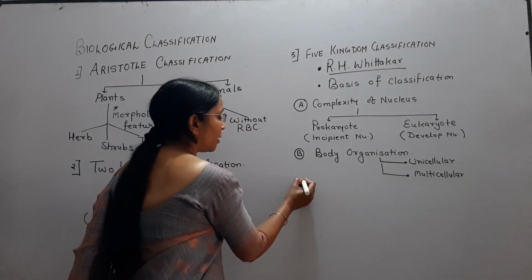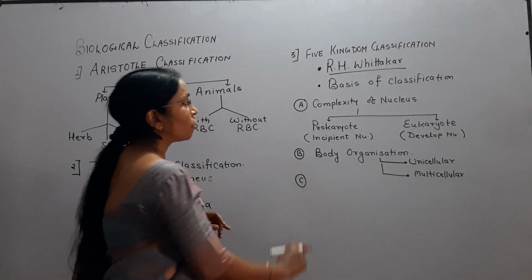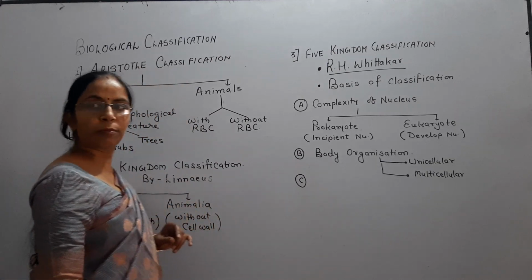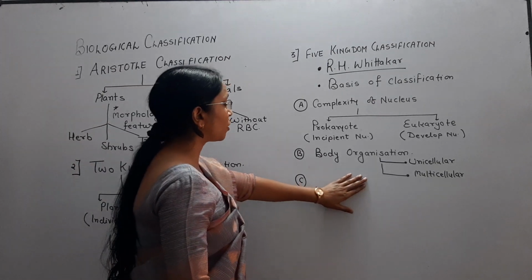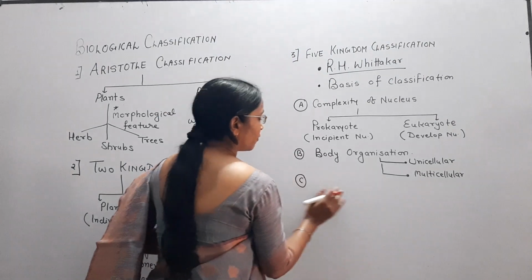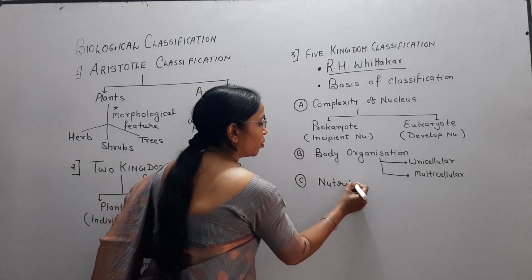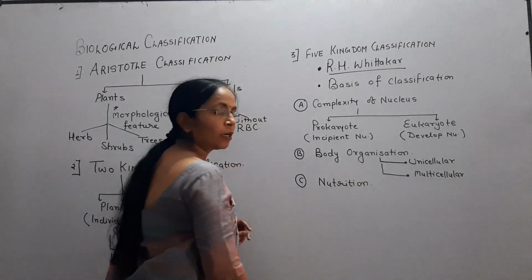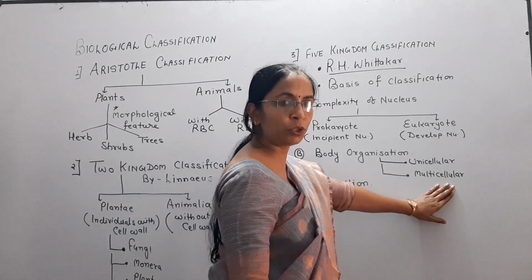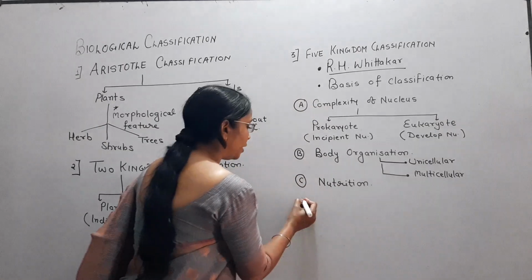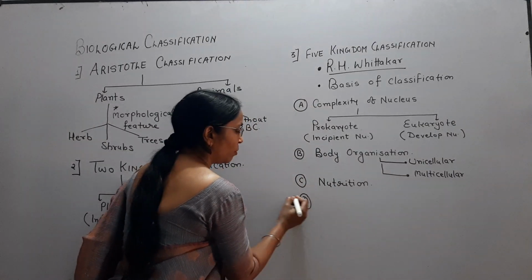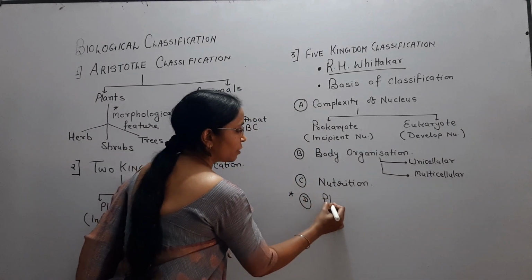Okay, then the third criteria, we come here. The third criteria for the five kingdom classification, you remember, is nutrition. Depending on the different modes of nutrition, Whittaker divided the multicellular groups into three, that is fungi, plantae and animalia. And the fourth one, the most important criteria, is phylogeny.